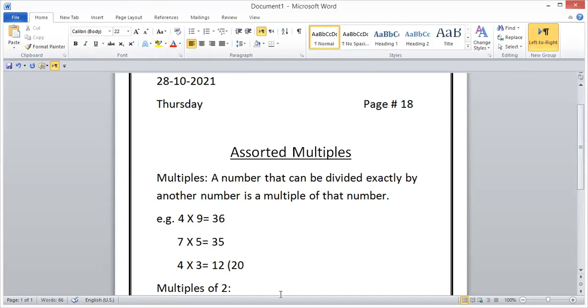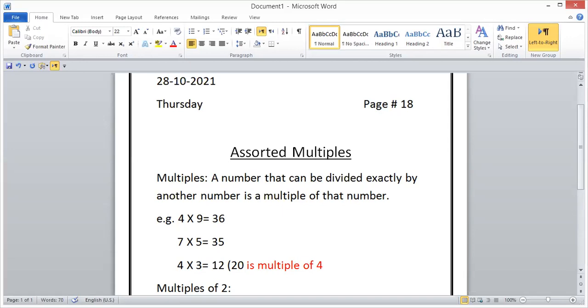20 is divisible by 10 also. 20 is a multiple of 10. 20 divided by 10 equals 2. So 20 is a multiple of 10. And 20 is exactly divisible by 2 also. So 20 is a multiple of 2. 2 multiplied by 10 equals 20. And 20 is exactly divisible by 5 also. 5 times 4 equals 20. And 20 is exactly divisible by 4 also, 4 multiplied by 5 equals 20.